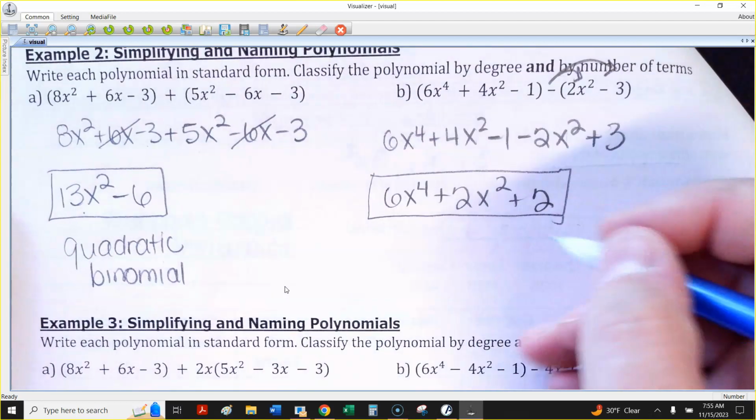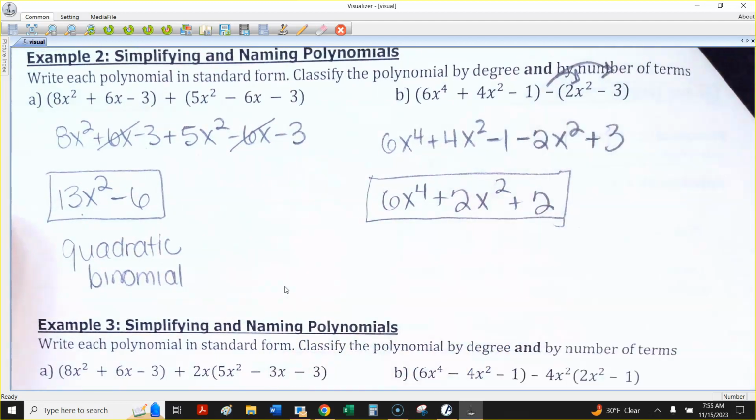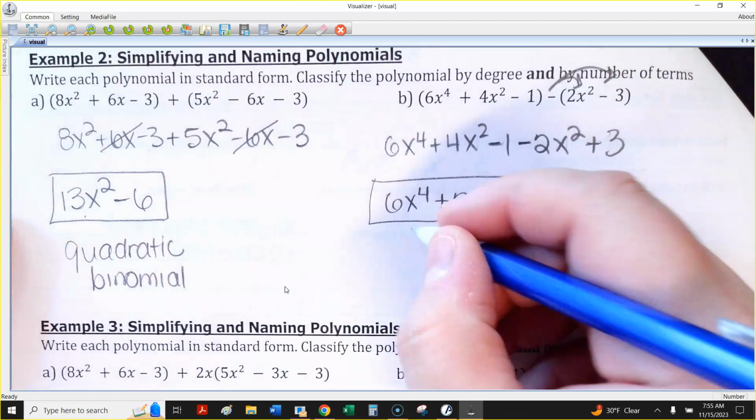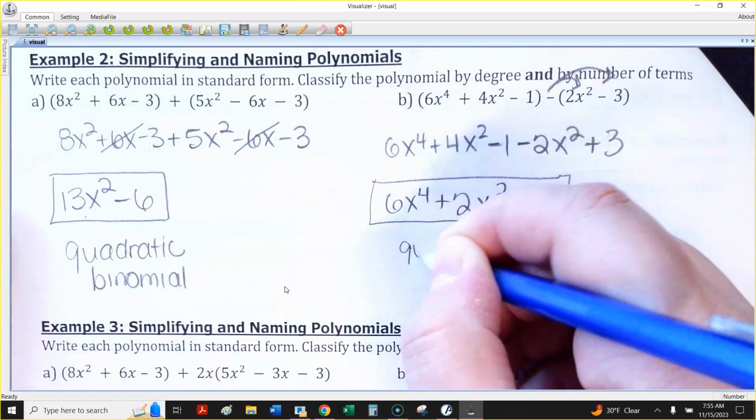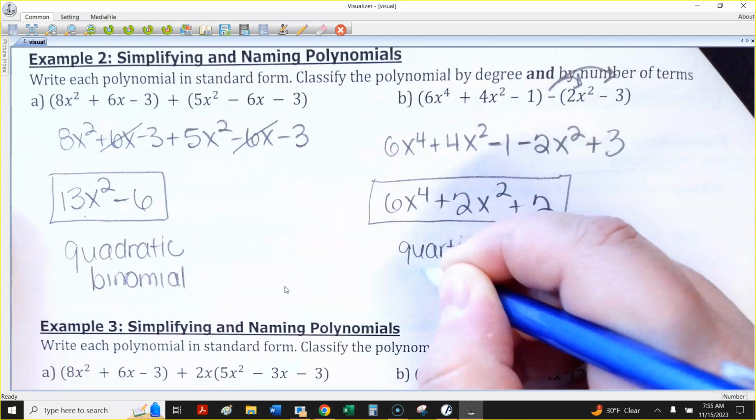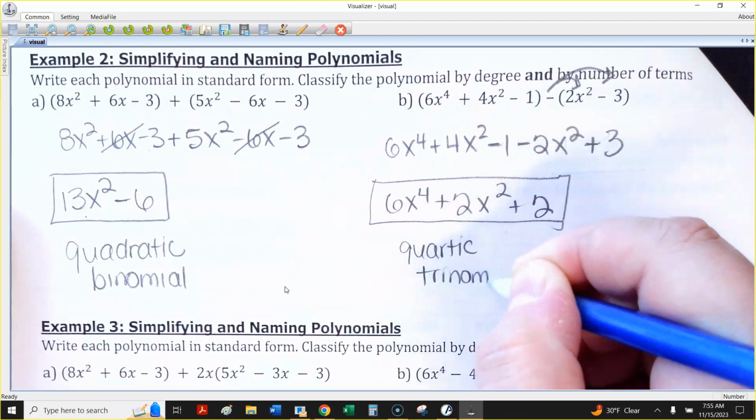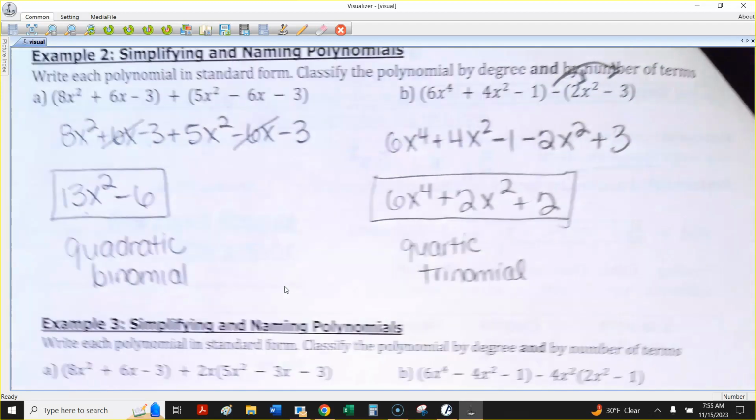What would I call this one? Eli, what do you think? Perfect, quartic, and you got 3 terms, so trinomial. All right, is anybody having a question about the adding and subtracting?